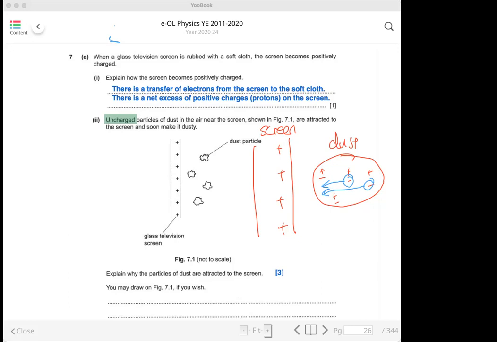And because the dust particle is very, very light, this small amount of attraction will cause the dust to actually move towards the screen. But if the dust is actually not light at all, has a very massive mass, it is not possible for the small amount of attraction to actually move the dust. Okay, you understand what I'm explaining so far?